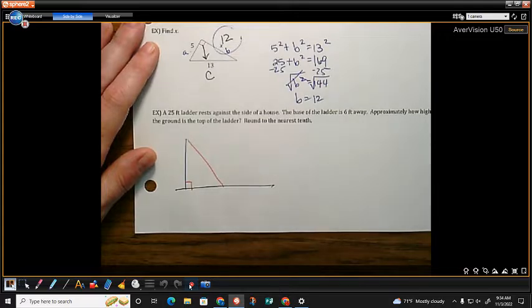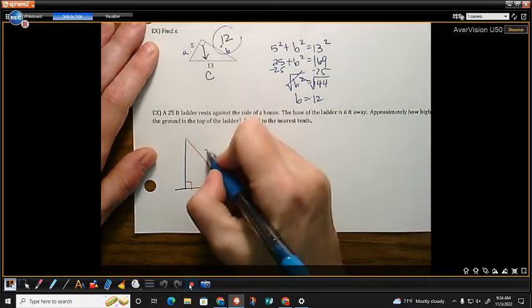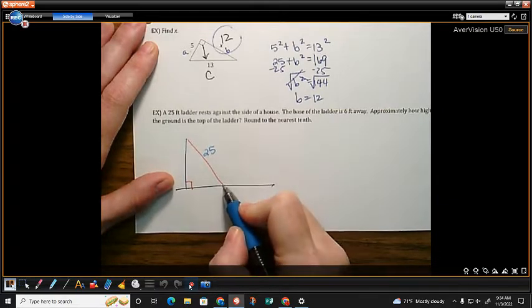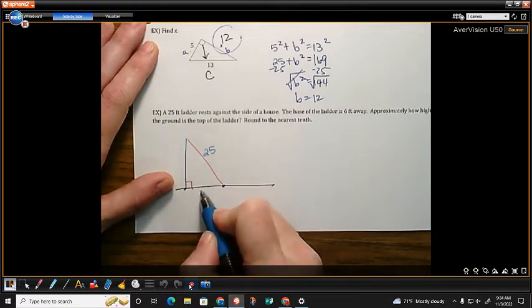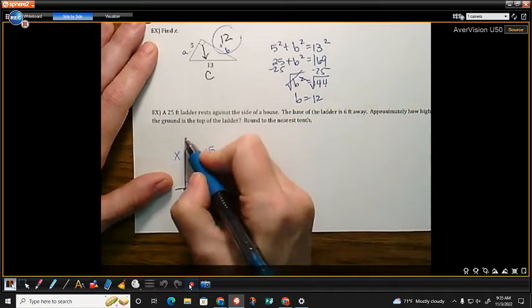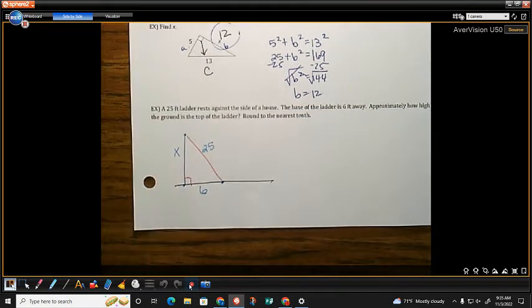Yes, Trent? 25 is the ladder. The ladder is 25, so it's over here. Okay, what else do we got? Yes? 6 is the distance from the house and the building. Yeah, so here's the base of the ladder, and the distance from it to the house is 6. So I don't know how high off the ground the top of the ladder is, but it's up there somewhere.